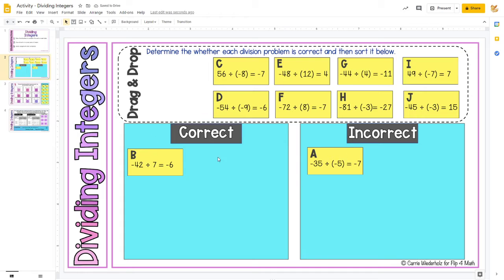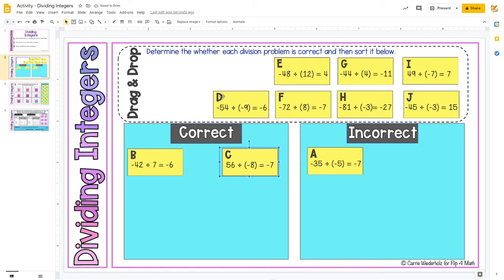So again, all we're looking for is if the answer's sign is correct or not. The actual answer that's there, the number, is correct. So that is not a factor in this. We're just seeing if the sign in front of it is correct. So here, 56 and negative 8, they're different. So my answer should be negative. So this is correct.